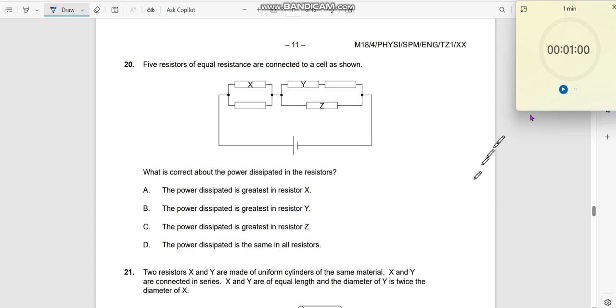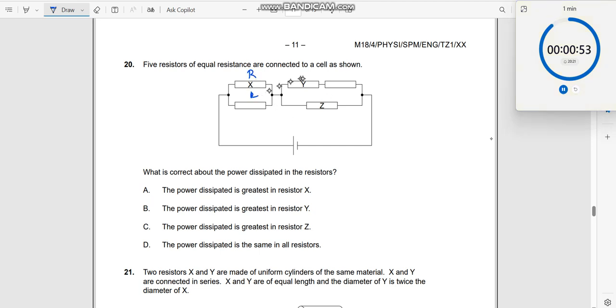Okay, question number 20. Five resistors of equal resistance are connected to a cell, which means each of them has the same resistance R, no change in resistance. What is correct about the power dissipated in the resistors X, Y and Z?